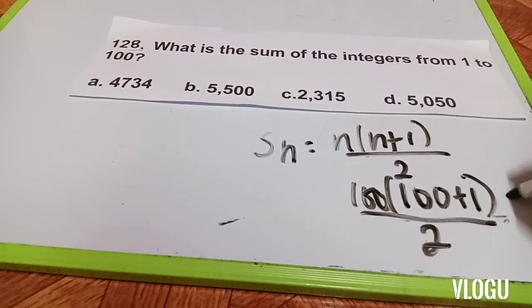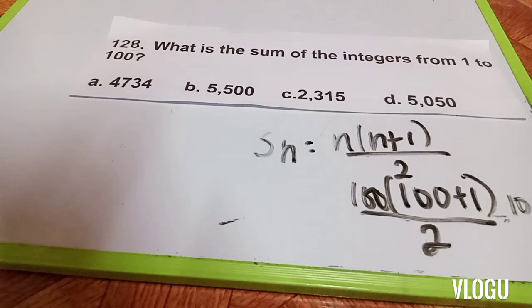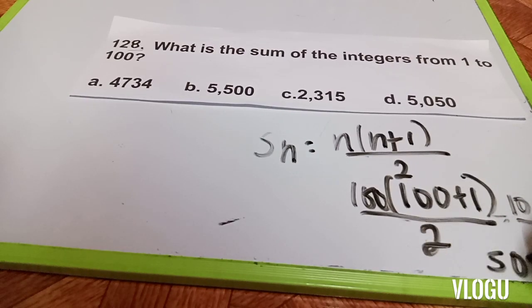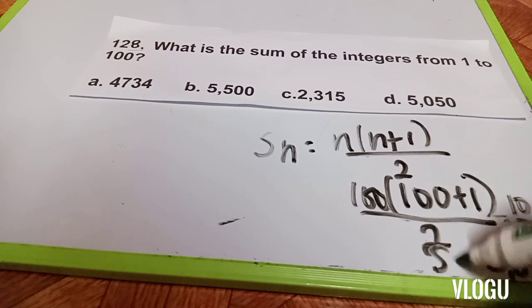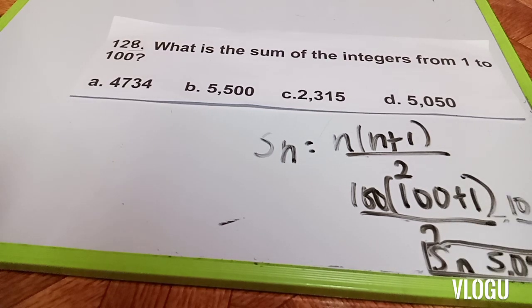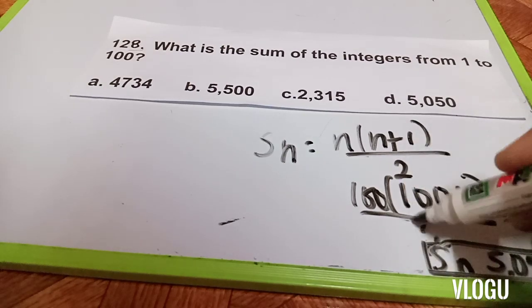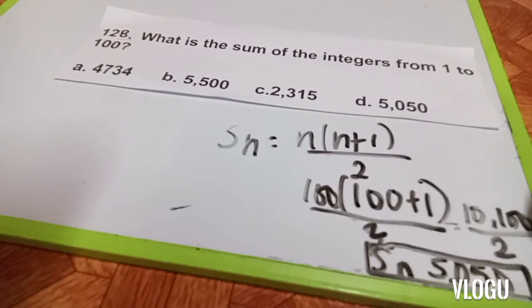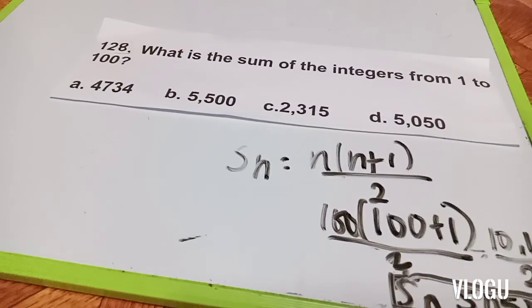The answer is 10,100. Am I correct? 100 times 101, the answer is 10,100, divided by 2. The answer is 5,050. So this is our final answer. So the answer is 5,050. Okay, let's proceed to 129.